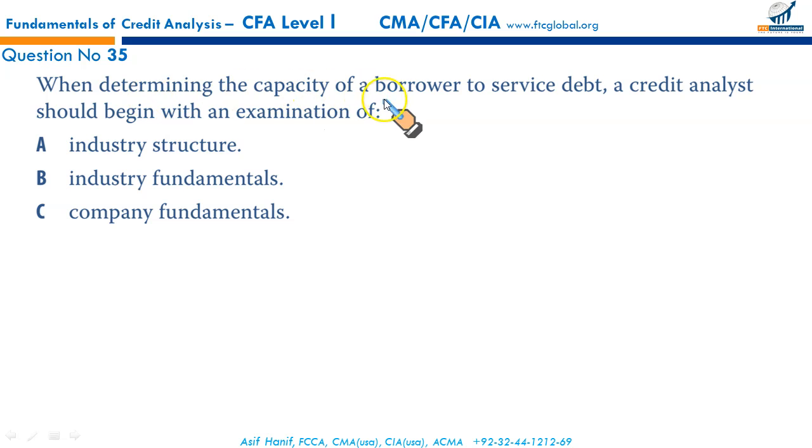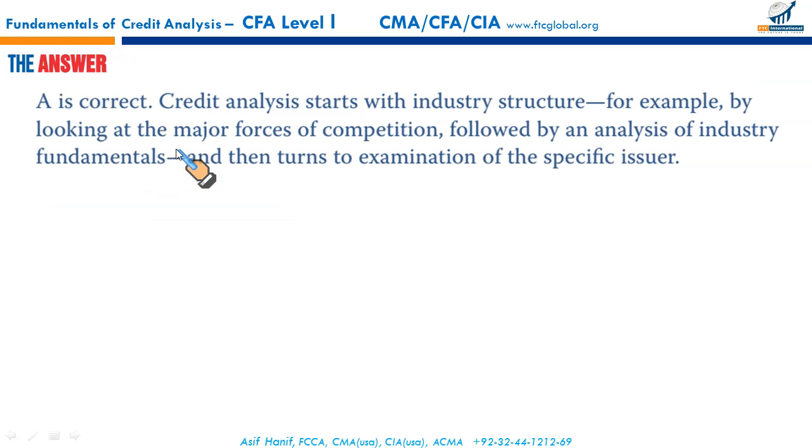When determining the capacity of a borrower to service debt, a credit analyst should begin with an examination of industry structure. Yes, that should be the starting point. Industry fundamental comes after industry structure, second. And then company fundamental is the last. That should be done after industry structure and industry fundamentals have been analyzed. So this is the third stage. It's a sequential step. So that's the right starting point. That makes A to be our correct option.